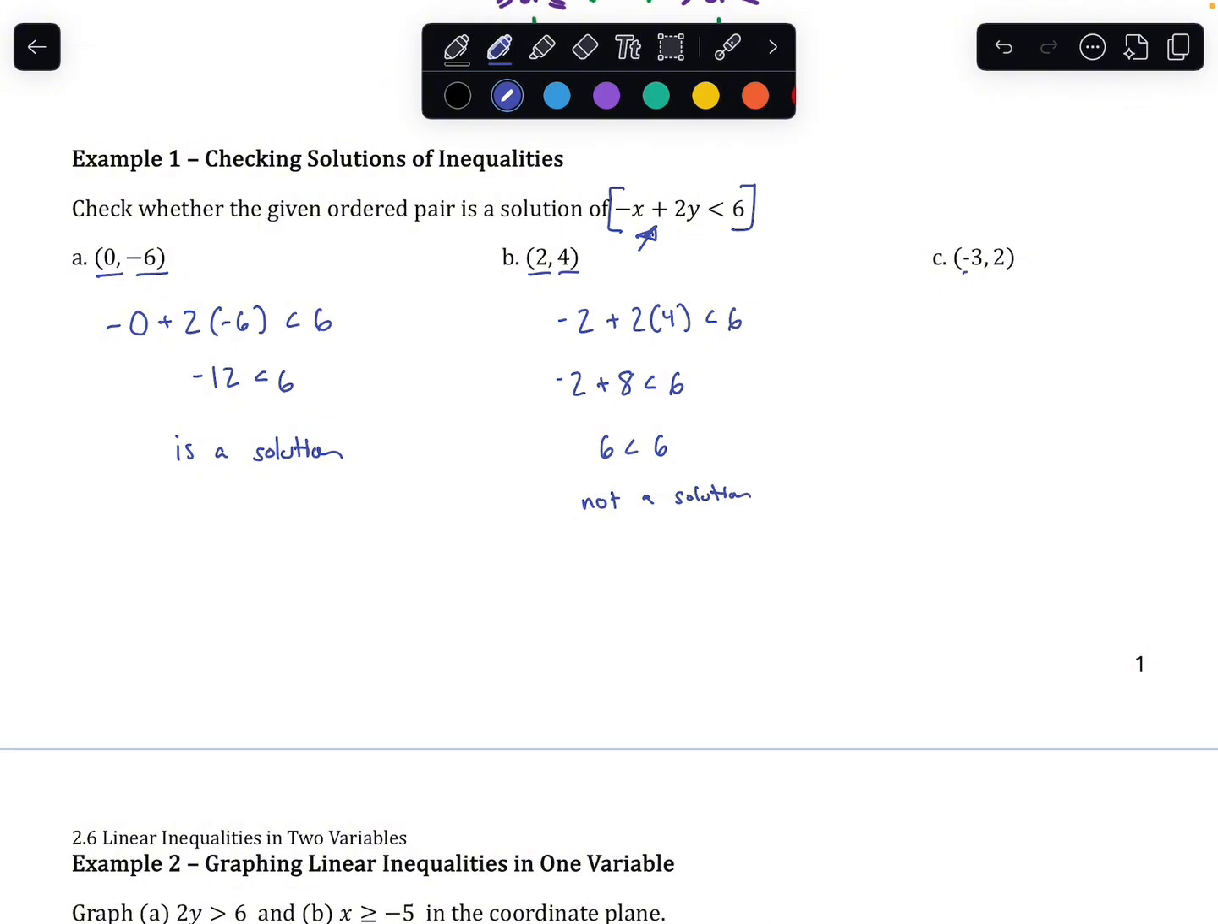Our next point, we have negative 3 for x, and 2 for y. So we have negative x, which is 3, plus 2 times 2 is 4, is less than 6. So 3 plus 4 is 7, which is not less than 6, so that means that this is not a solution.